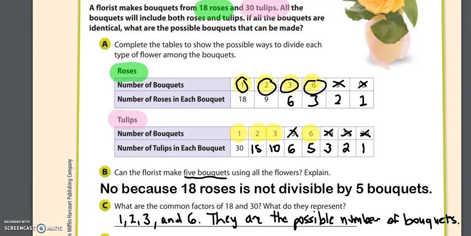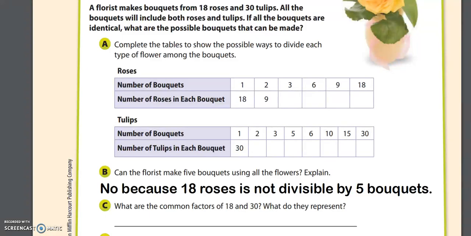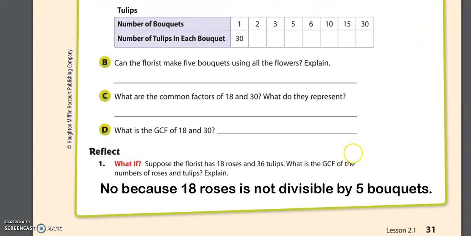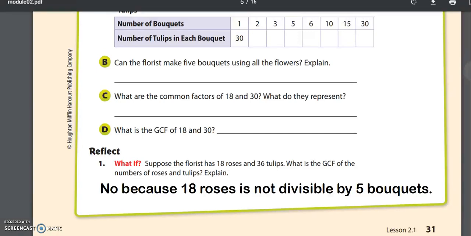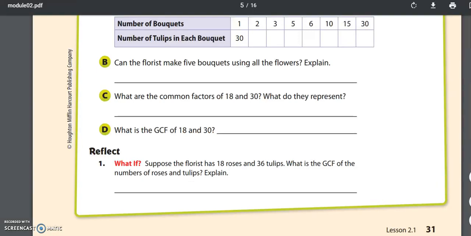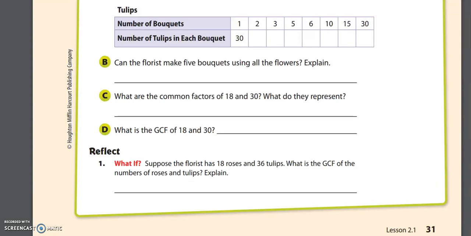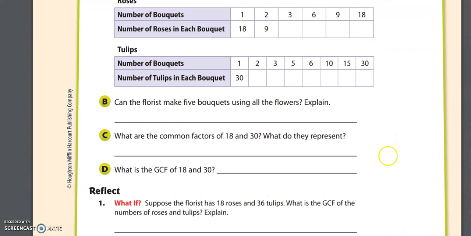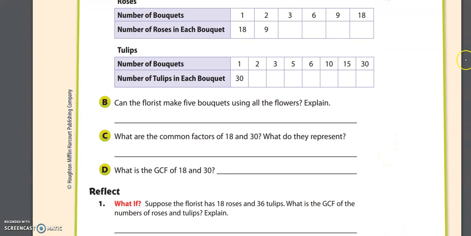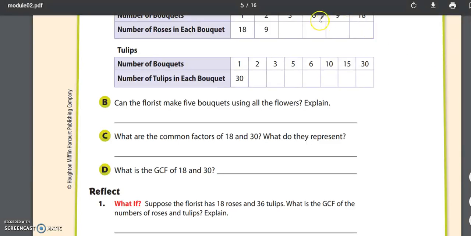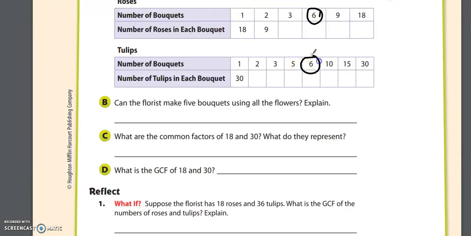Okay, we are moving on. The next question, D, says, what is the GCF of 18 and 30? GCF stands for greatest common factor, and if you look in both tables, the greatest factor that's in both is 6. 6 is in both tables. So what is the greatest common factor of 18 and 30? 6.